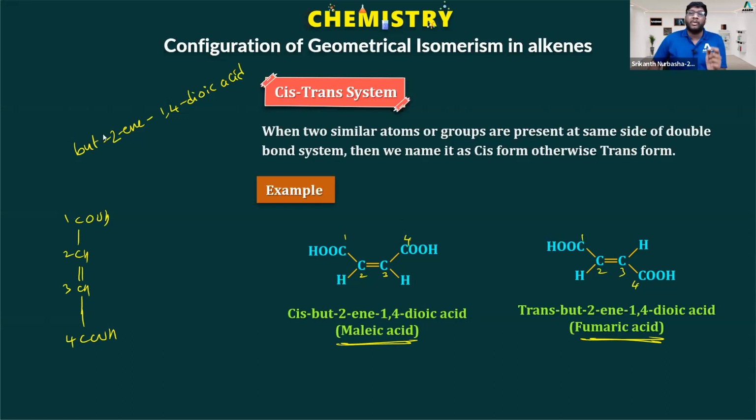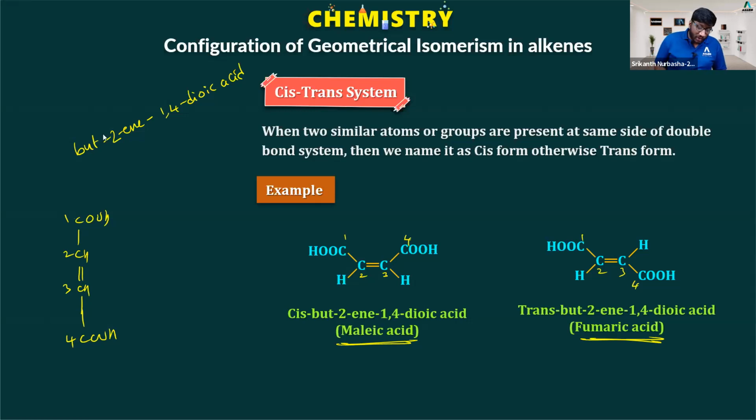Whatever IUPAC names you have written till now, they only give the structural positions of the substituents and the structure of the molecule. They did not say anything about the spatial positions of groups. If I write but-2-ene-1,4-dioic acid, it can be in the cis form or trans form. Whether it is cis or trans, that is not known to you. Are you understanding that point?